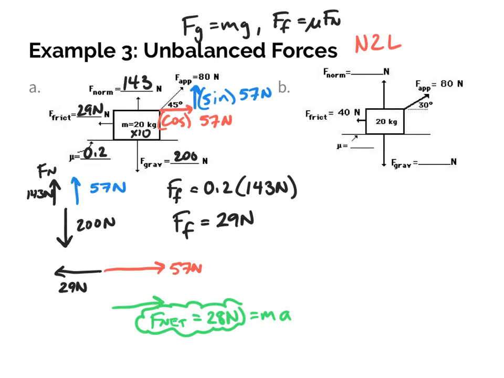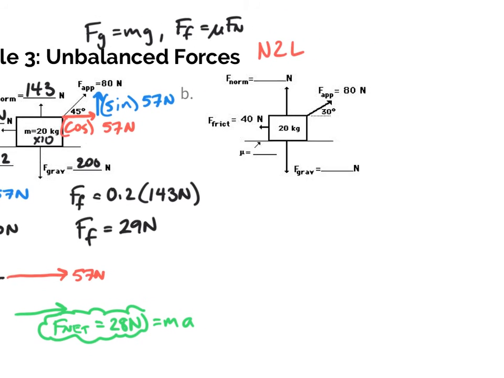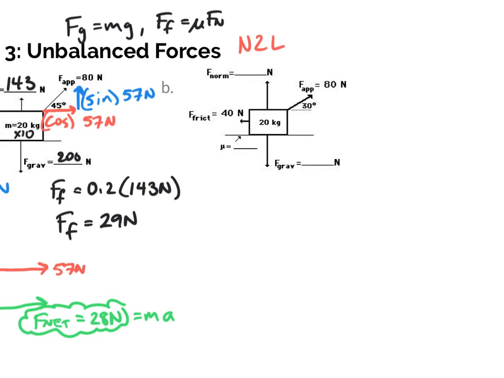Okay, so we got the same thing going on here with example B. I'm going to slide this over so I have a little bit more real estate to play with. But similar diagram here. I have the same force of 80 newtons, now acting at a 30-degree angle. Notice I give you friction. So let's go ahead and try to solve for this one.